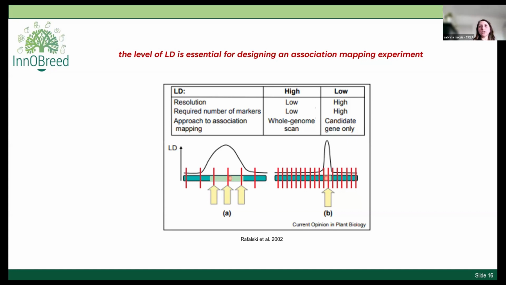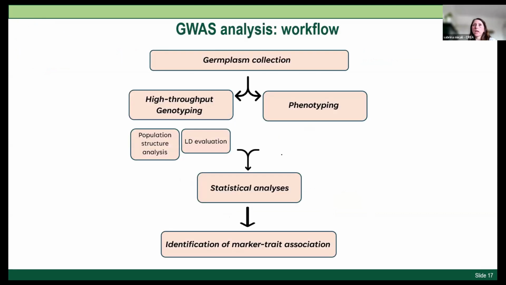Sometimes this situation limits the statistical power, and the statistical calculation power is not enough to do a genome-wide association analysis, and only a candidate gene analysis can be performed. So in the very essential steps, the GWAS analysis workflow is illustrated in this slide.